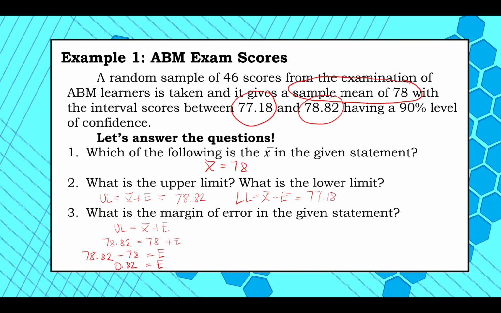To confirm the margin of error computed, we can also use the lower limit. Lower limit is equal to point estimate or the sample mean minus the margin of error. Our lower limit is 77.18 and the sample mean is equal to 78 minus the margin of error. We use addition property of equality and transpose 78. 77.18 minus 78 is equal to negative margin of error. 77.18 minus 78 is negative 0.82, equal to negative margin of error. Applying multiplication property of equality, multiplying negative 1 to the whole equation, we obtain margin of error is equal to 0.82. And that gives us a margin of error equal to 0.82.